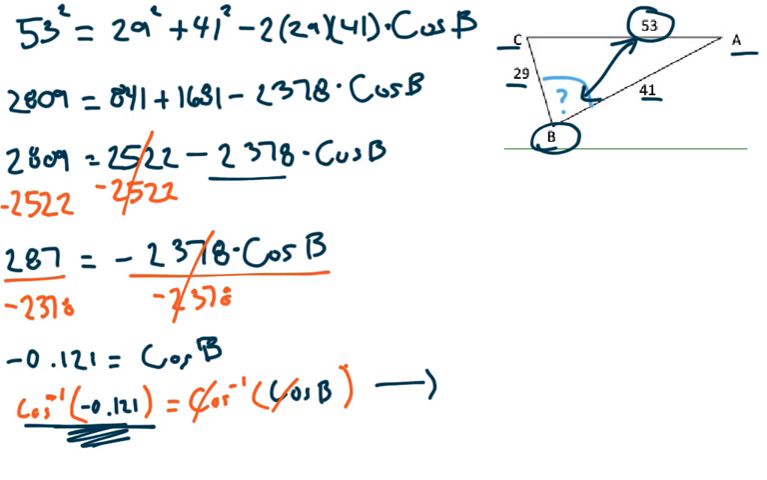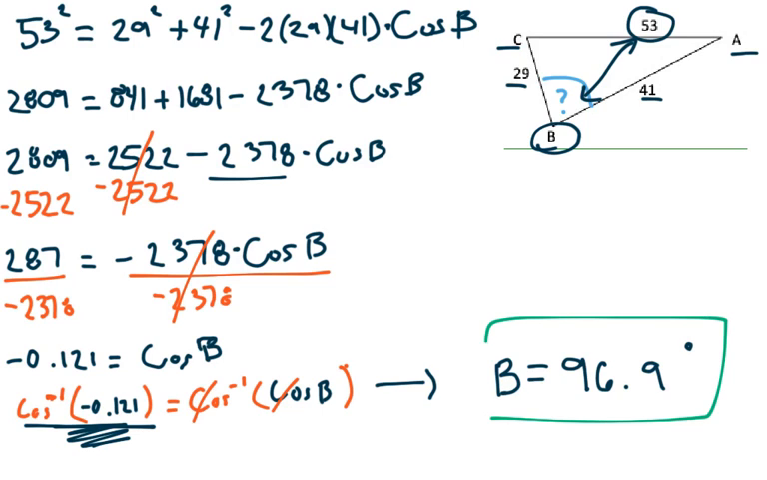Cosine inverse of negative 0.121 gives me 96.9498. So I'm going to round that. In this case, if we were to round to the tenth, angle B is going to end up being 96.9 degrees as our angle. And that corresponds with our missing angle right there.